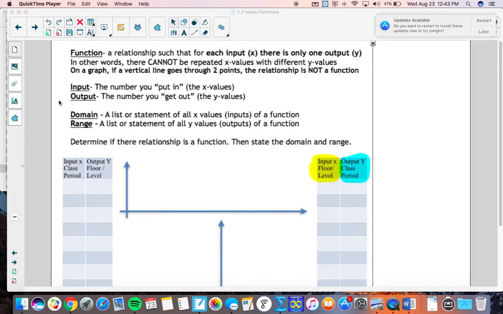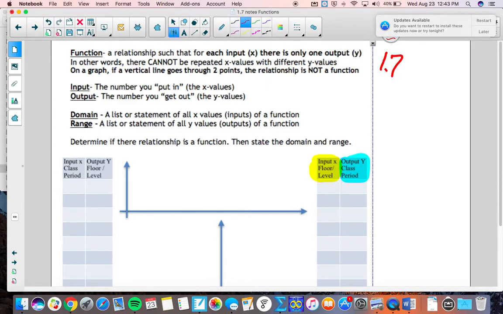Today we're going to talk about section 1.7. It's an introduction to functions. So what is a function?